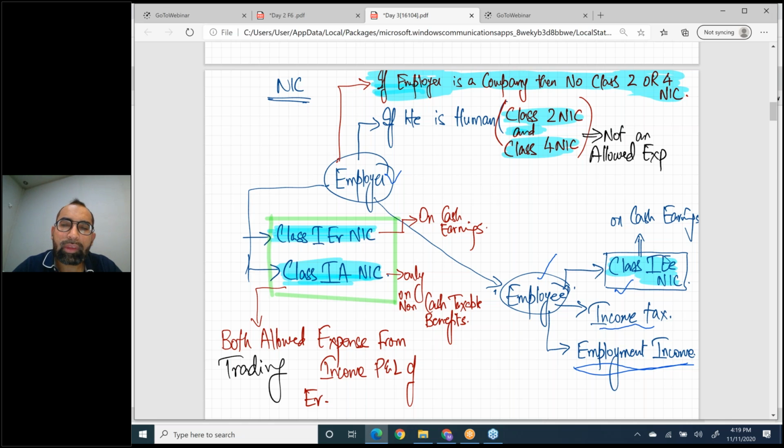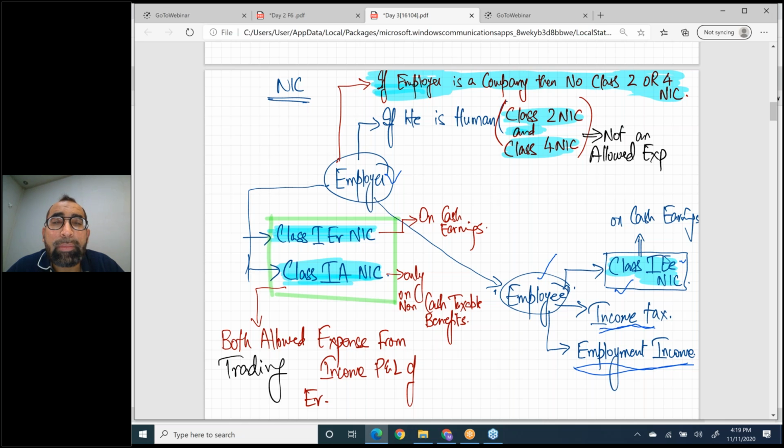Number two, you have to bear the burden of class one employee NIC, and you have to pay income tax as well. Now the question is, sir, on which amount are we going to calculate class one employee NIC? Class one employee NIC is normally calculated on cash earnings.